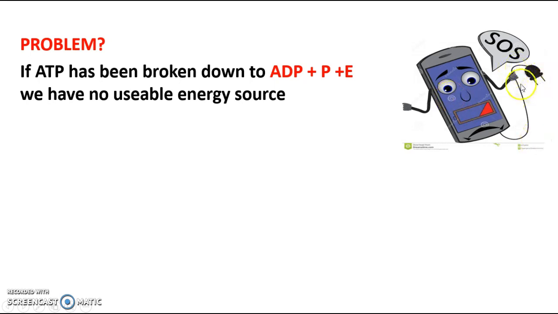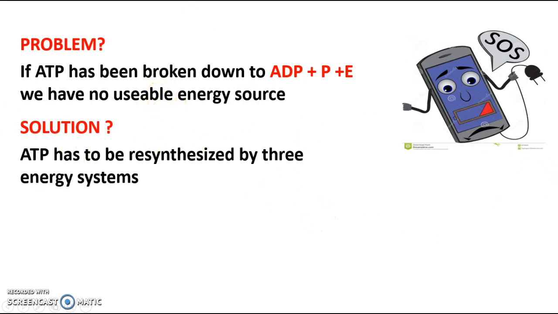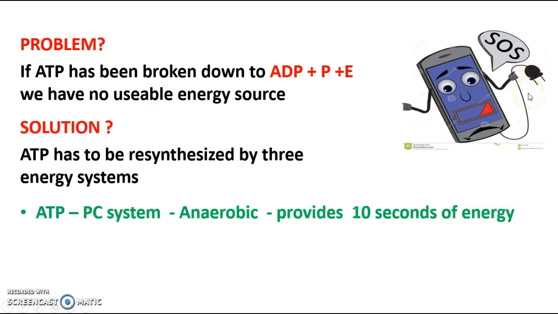Well, you have to charge or rebuild that battery, resynthesize, and that's exactly what happens when ATP runs out. We use 3 energy systems as 3 chargers to rebuild or resynthesize ATP so we can use it again. So I'll put the solution down here. ATP has to be resynthesized by 3 energy systems. If you're looking at a phone analogy, it'd be 3 chargers.